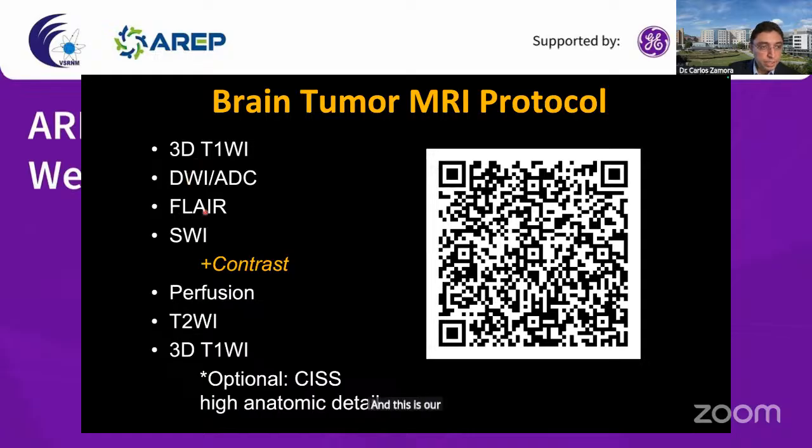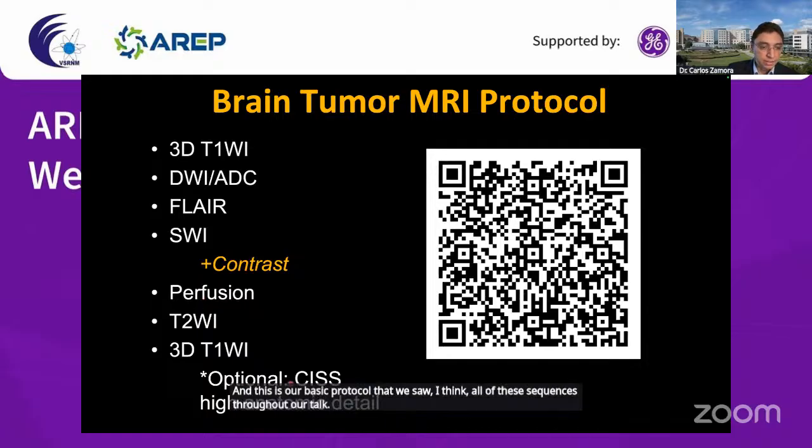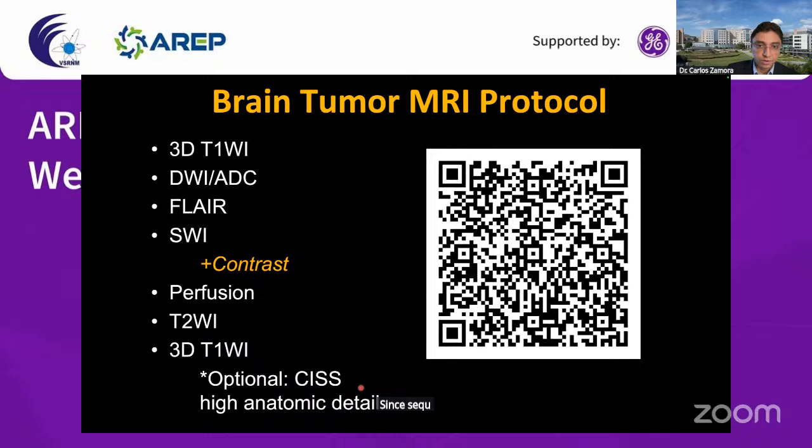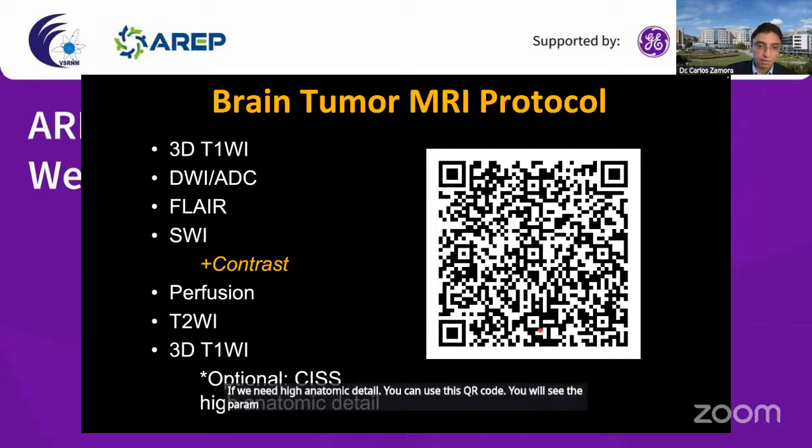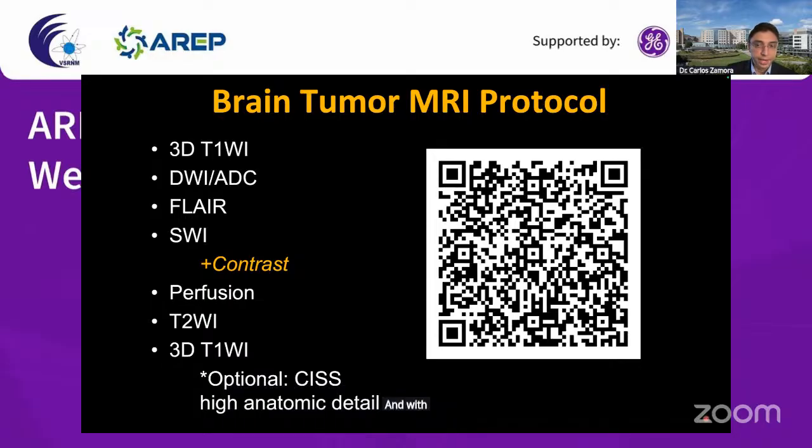And this is our basic protocol that we saw. I think all of these sequences throughout our talk are very helpful to us. We use them on a case-by-case basis if we need them, if we need high anatomic detail. You can use this QR code. You will see the parameters, slice thickness, and other things if you're interested in looking at our basic protocol. And with that, I will stop here, and I thank you all for your kind attention.